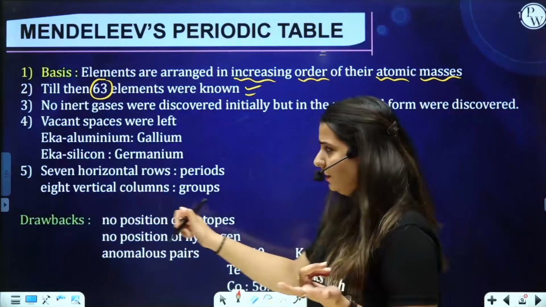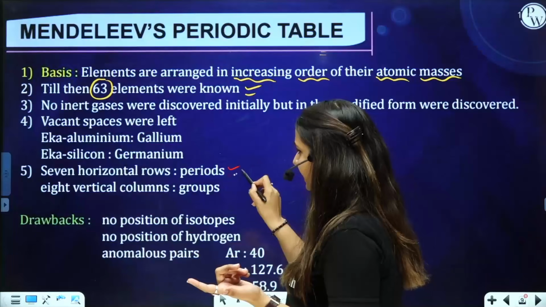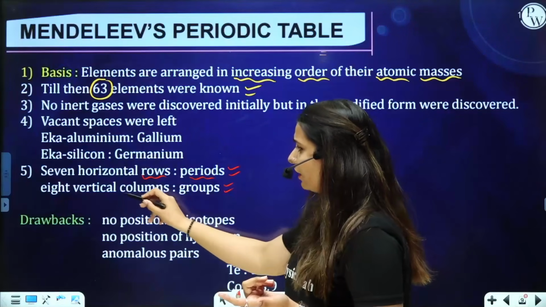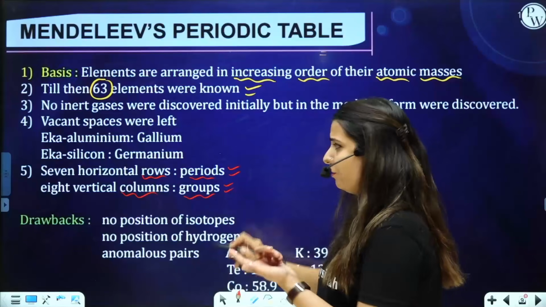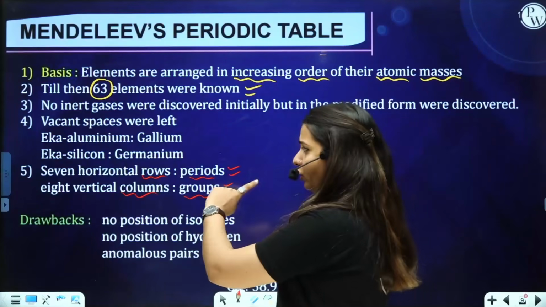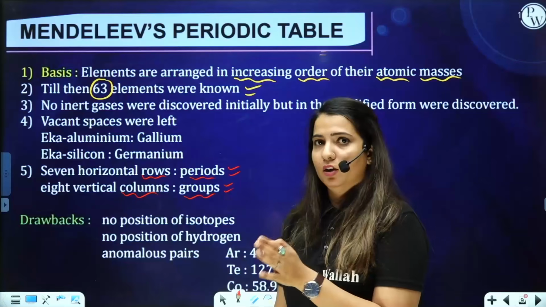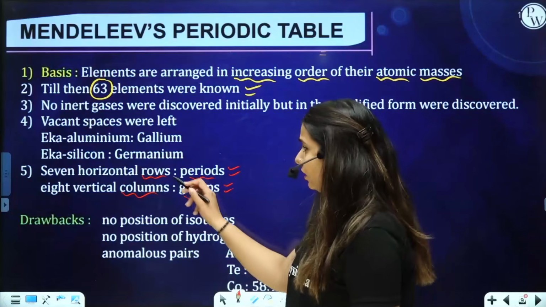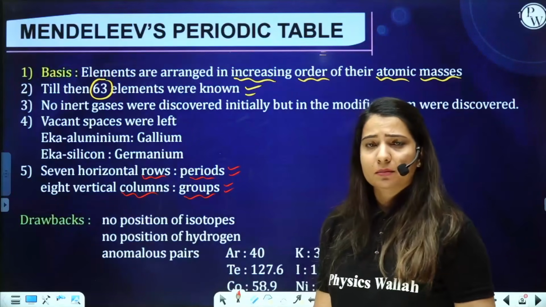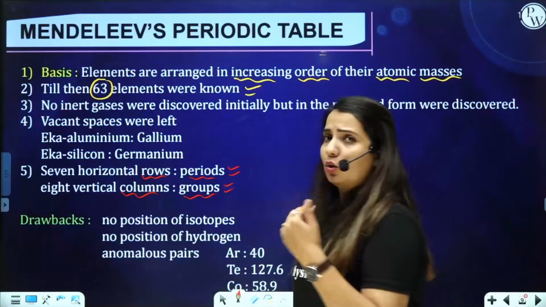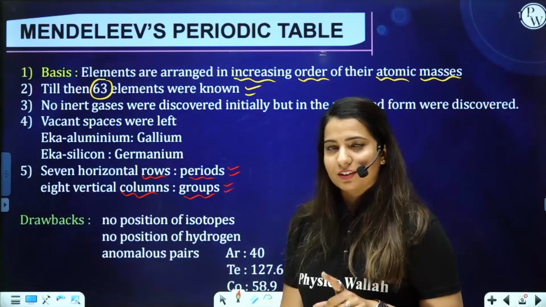You can see over here there are periods and there are columns, which are groups. You can relate rows with periods, and columns with groups. We have already done this: 7 horizontal rows, 8 vertical columns. Columns will be called groups, rows will be called periods. Done. Don't get confused with this. A question might come where they replace the periods with the rows. You don't have to get confused, right?